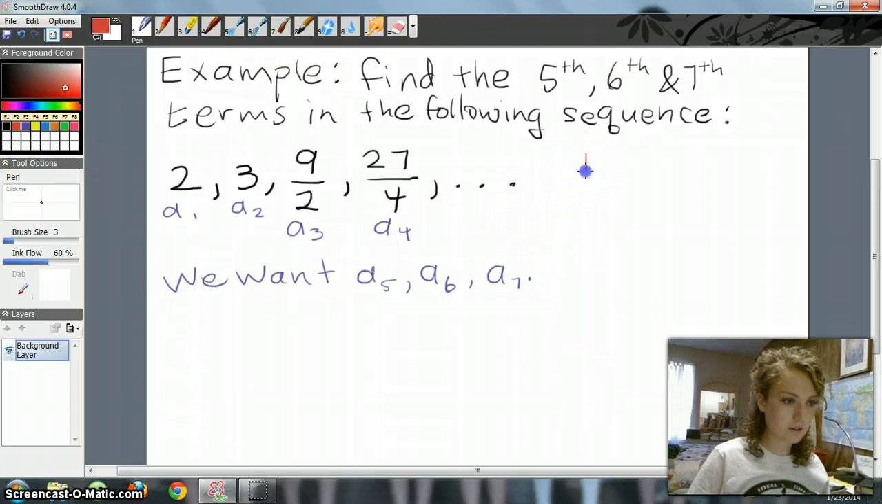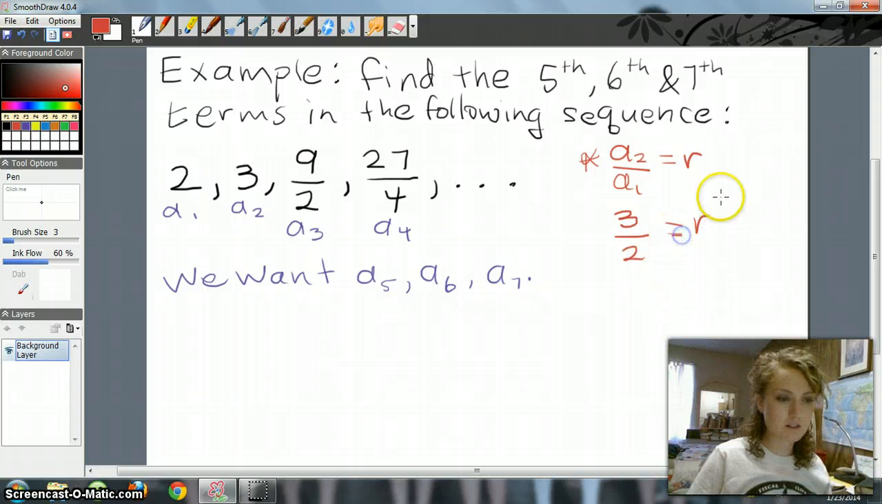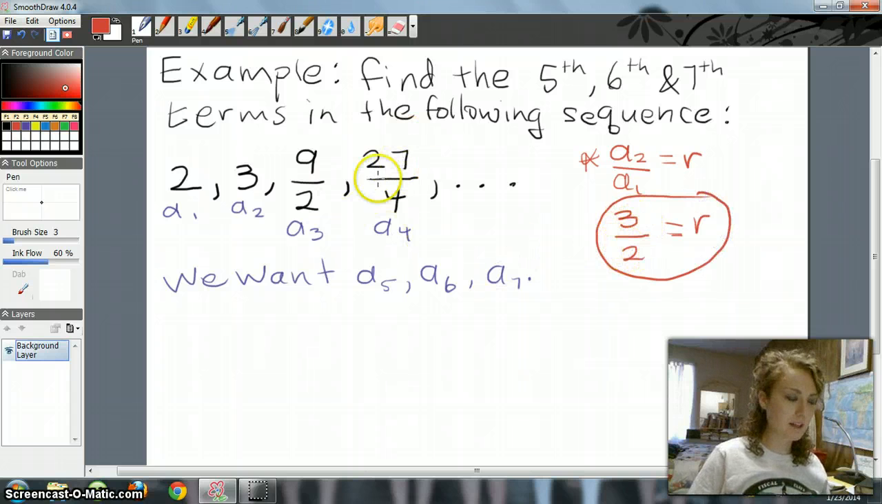Remember, I'll put a little star here, that a sub 2 divided by a sub 1 is equal to r. So in this case, we're going to take 3 and divide it by 2 to get our common ratio. So in this case, 3 divided by 2 is equal to r, or r is equal to 3 halves. Now we can use 3 halves and multiply that by 27 fourths, or the 4th term, to get the 5th term. So let's do that now.